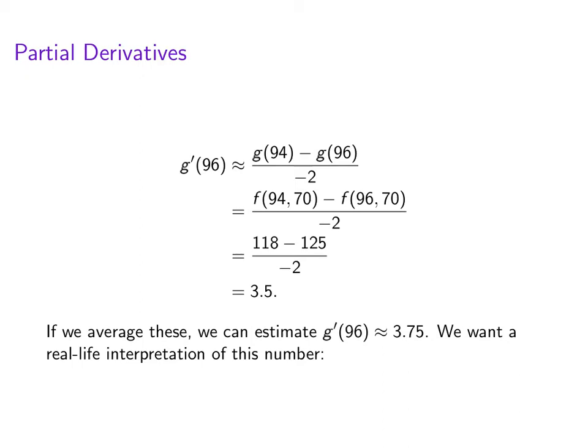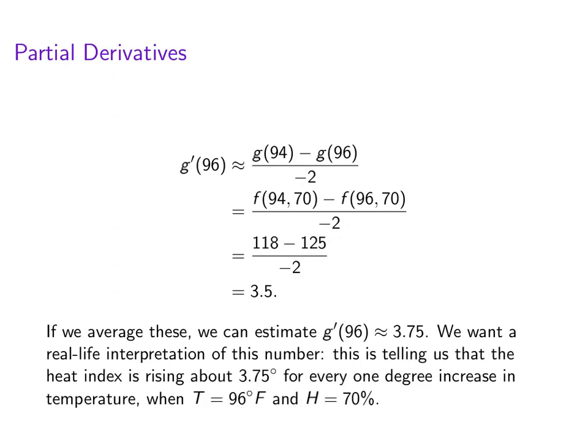Now here's the important thing. We would like a real-life interpretation of this number. What it's telling us is that the heat index is rising about 3.75 degrees for every 1 degree increase in temperature when the temperature is 96 degrees Fahrenheit and the humidity is 70%. So just a 1 degree increase in the temperature means the heat index will go up about 3.75 degrees.